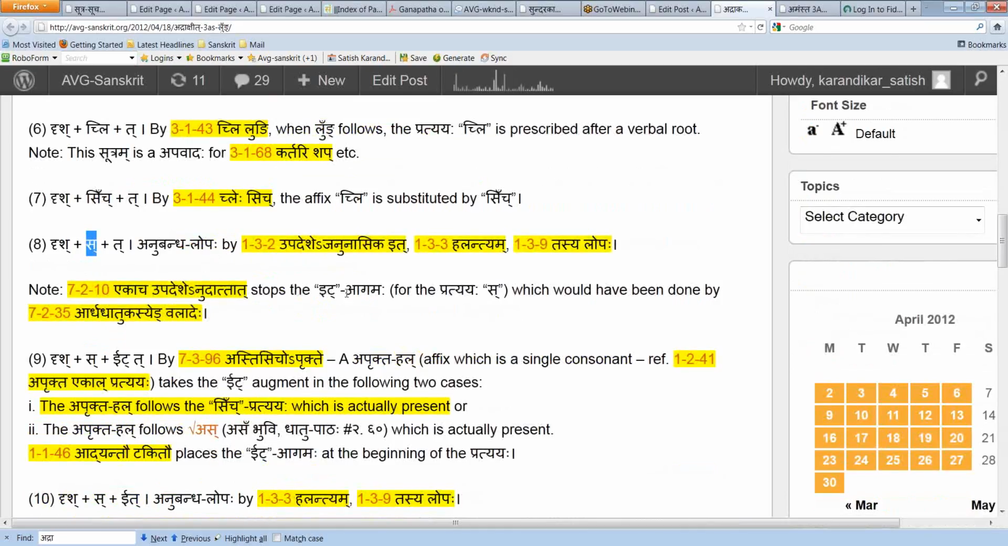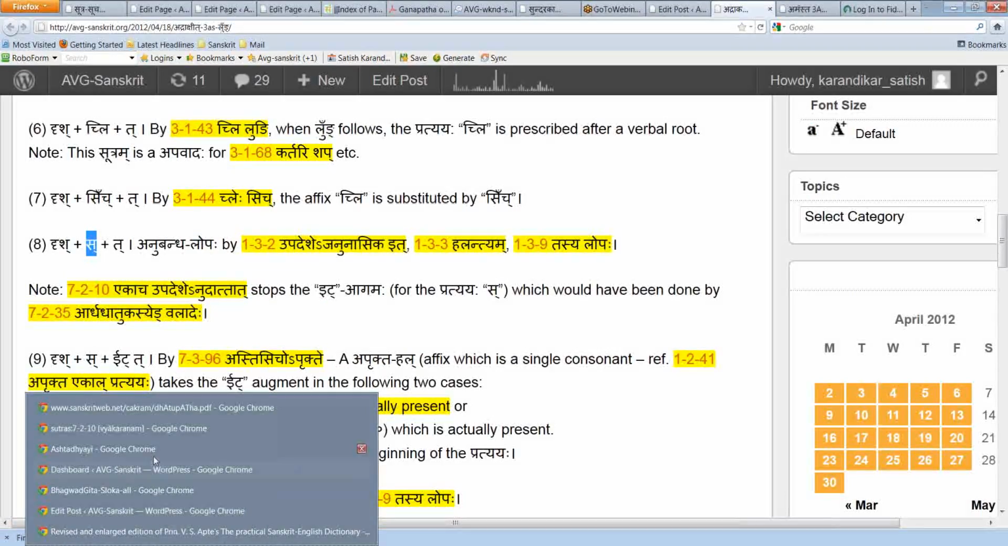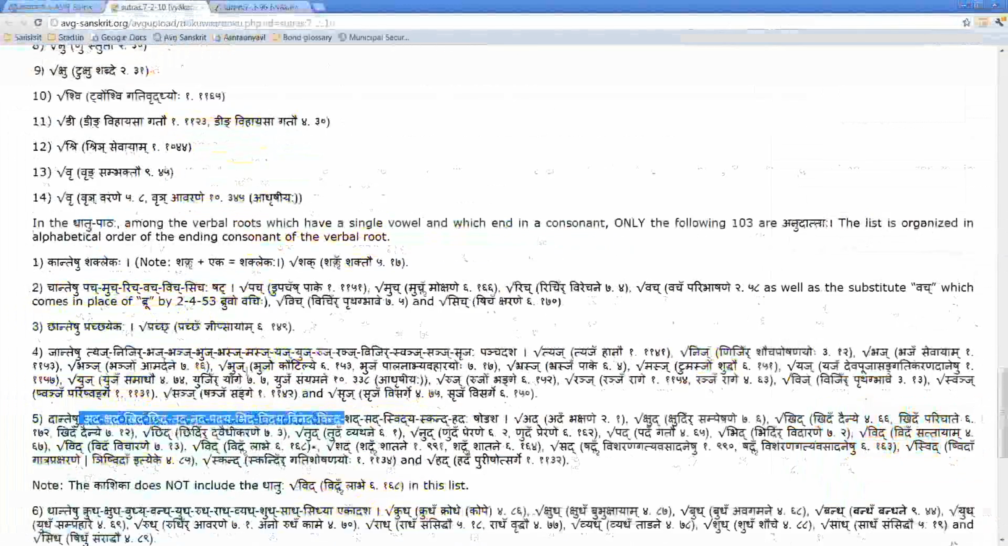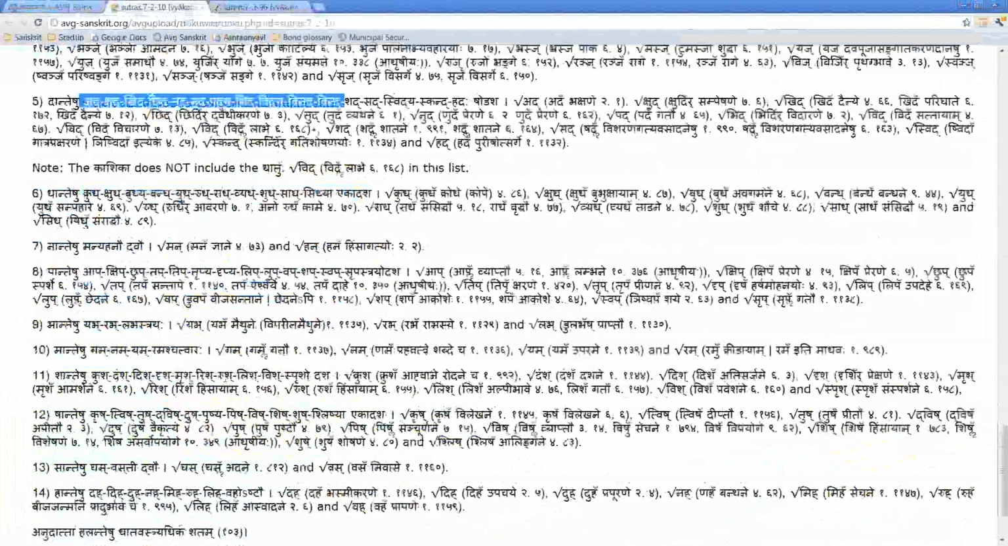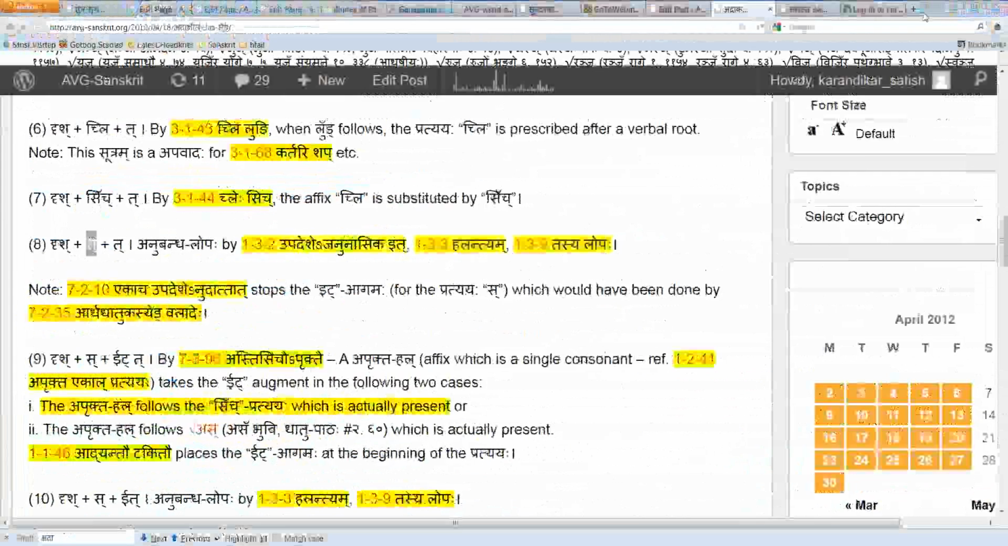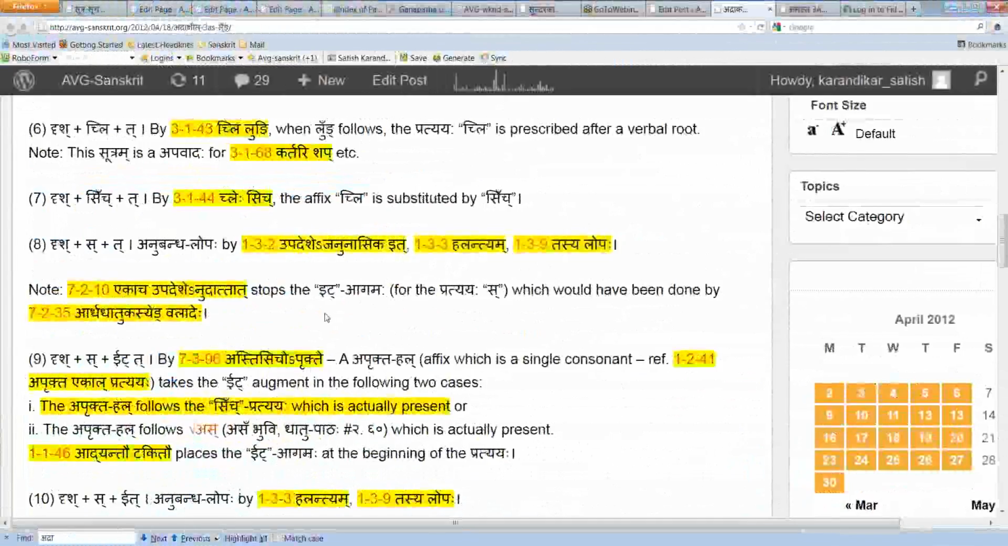Upadeshanudatta stops the Ragamaha, because this Dhatu Drish, always check the list in the Talavya Shanteshu. What do we have? Shanteshu Krisha Damsha Disha Drisha. It's Anudatta Upadesha. So this is the Nishedha. Remember, never confuse these two things.